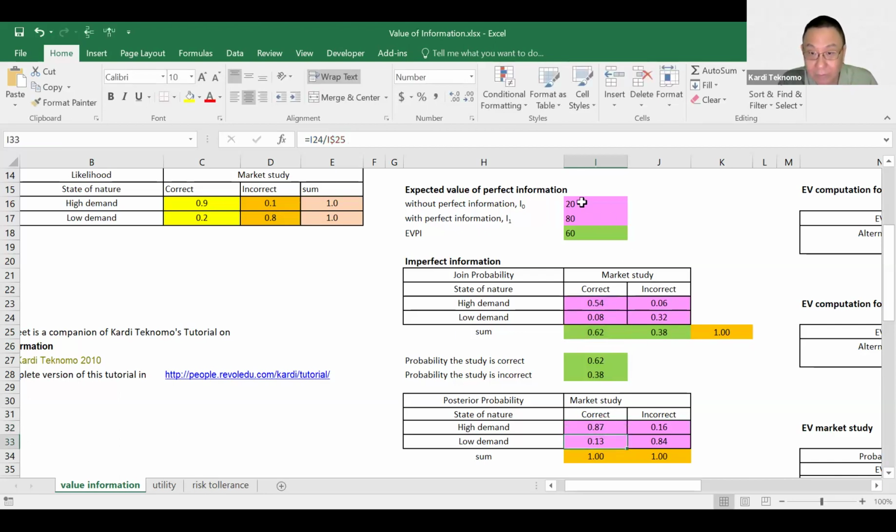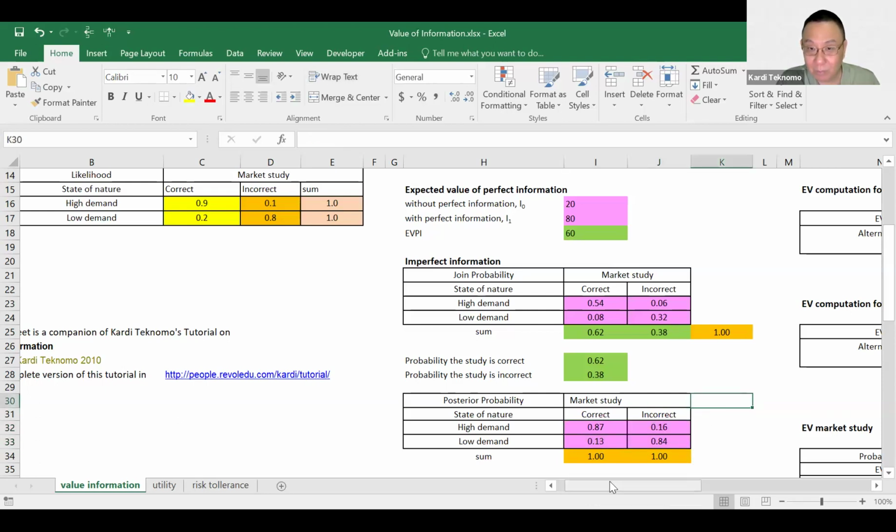And then here is the second one divided by the sum of each column. So that the sum here is 1. Okay. The same thing here. This is the high demand incorrect, divided by the sum of the market study. And here also low demand incorrect divided by the sum of the market study. That is incorrect. So you get the posterior already.